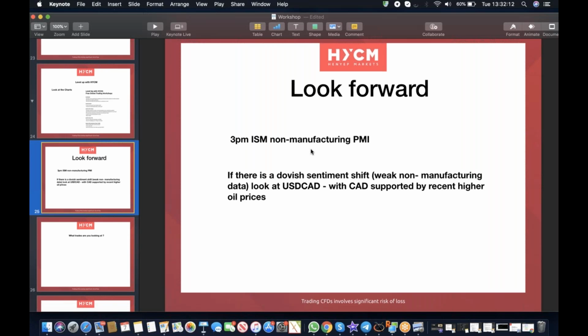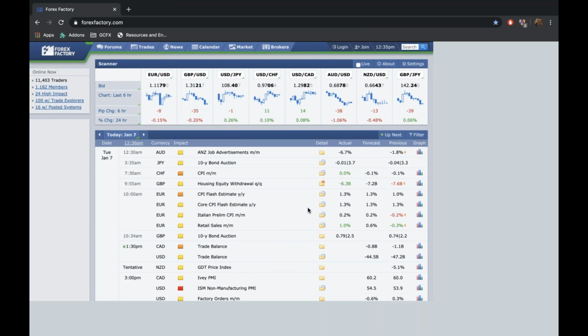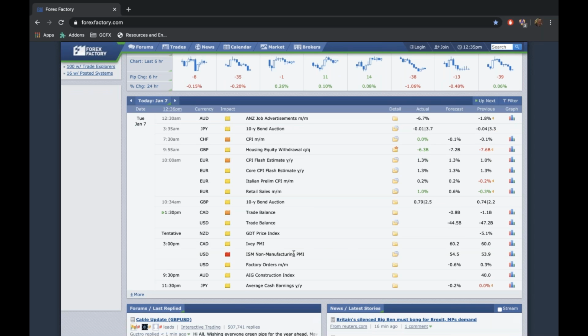So one of the key things to realize with the non-manufacturing PMI is, let me just drag that across. Okay, this data point, last week we had the US manufacturing PMI, and it showed a weak reading, the weakest reading since 2009. So one thing the market is looking at is, will there be another weak reading tonight? This is going to have a potential impact on the US dollar and on risk. So be aware of this event, and that could potentially affect the Australian dollar Japanese yen trade as well.